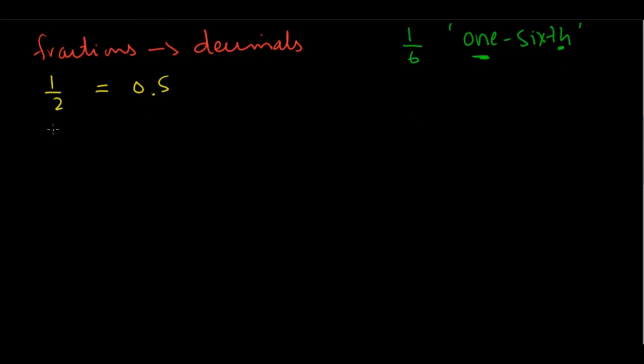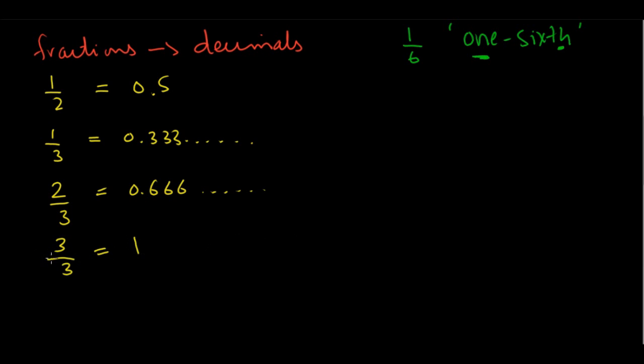Next, 1/3. This would give you 0.666, and this will continue on to infinity. Next is 2/3. Oops, sorry. 1/3 is not 0.666, it is 0.333 onwards. 2/3 is 0.666 to infinity. If you go to 3/3, what will you get? Well, that's just 1.